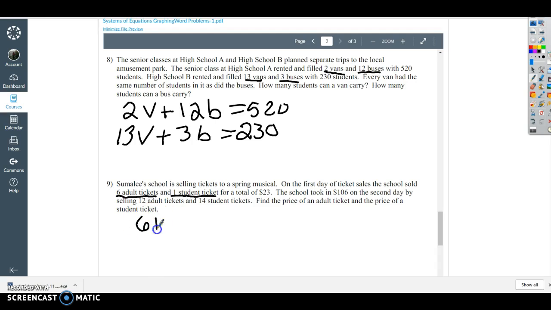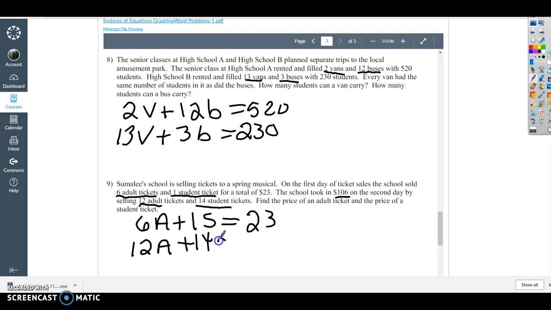So we're going to say 6 adult tickets plus 1 student ticket equals $23. All right, the school took $106, so that's the amount, on the second day by 12 adult and 14 students. So they just mixed the numbers up in this case. So you have 12 adult plus 14 students equals $106. So even though they switched the numbers, if you use the variable, the letter of the word, it kind of helps hopefully get those set up.